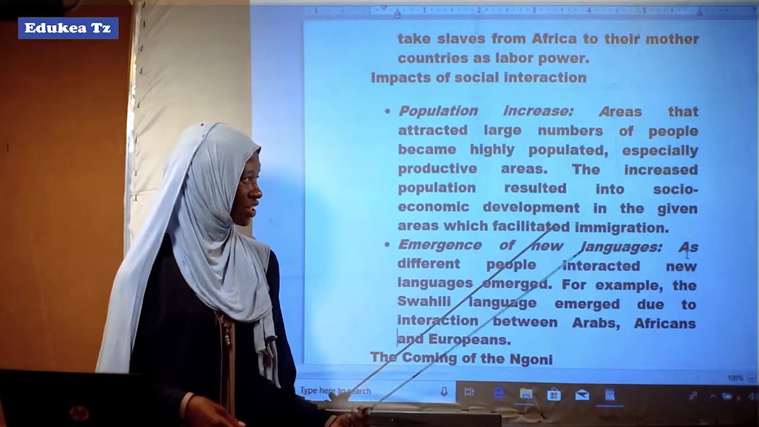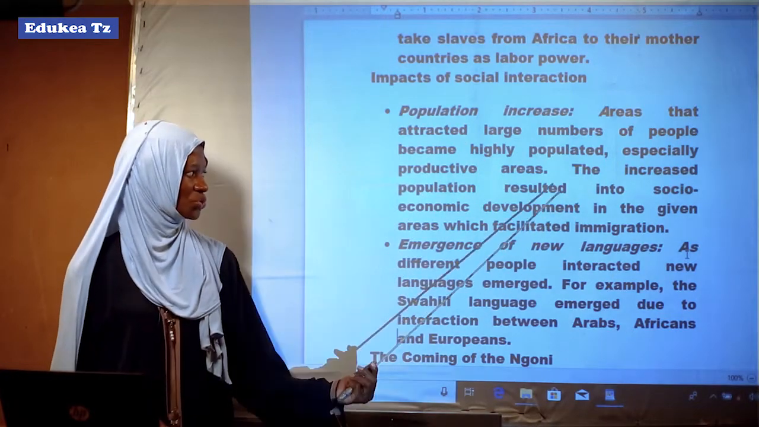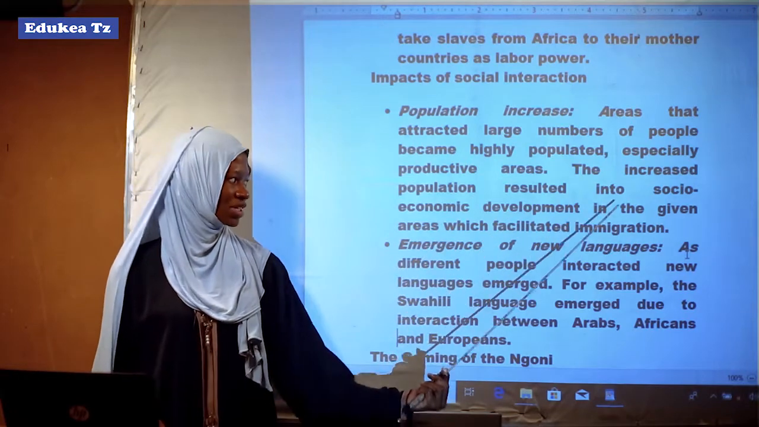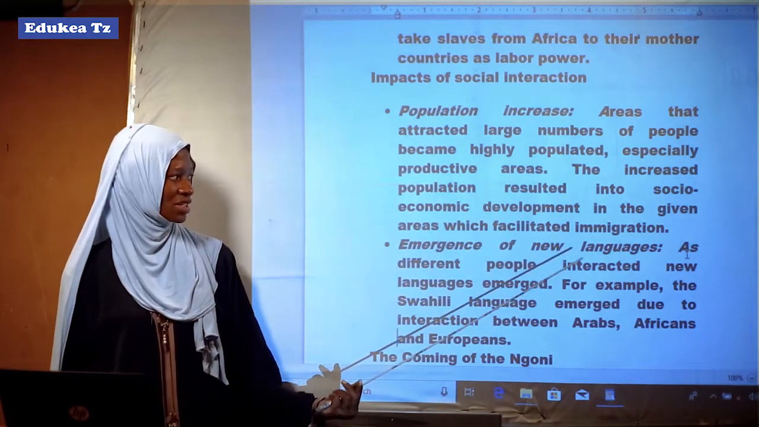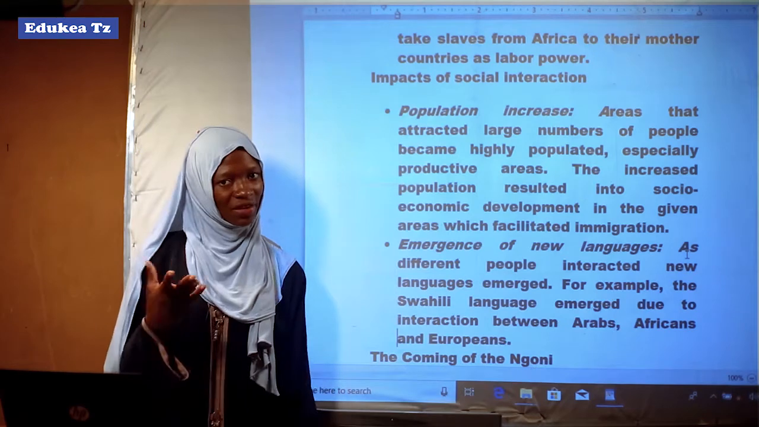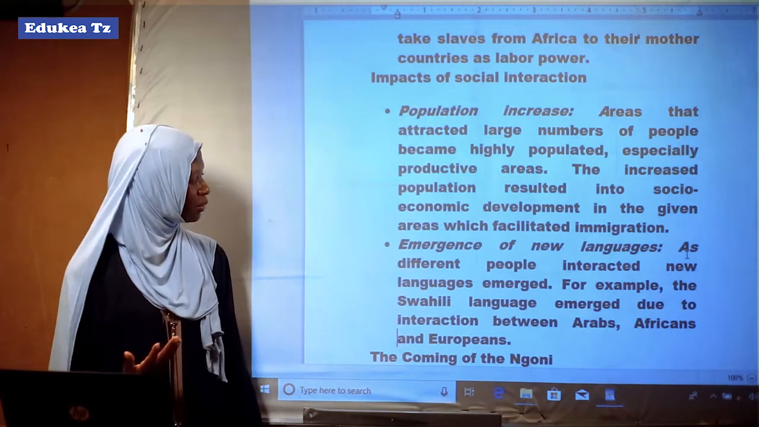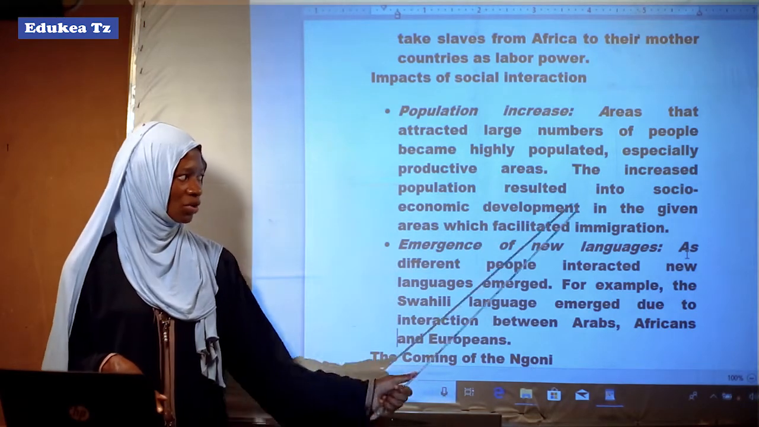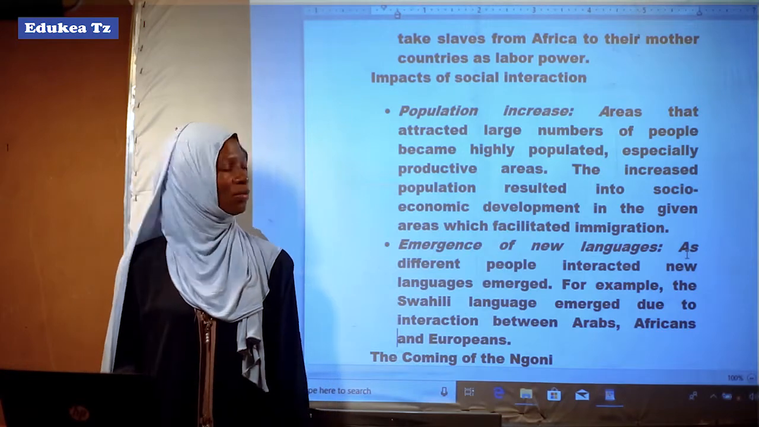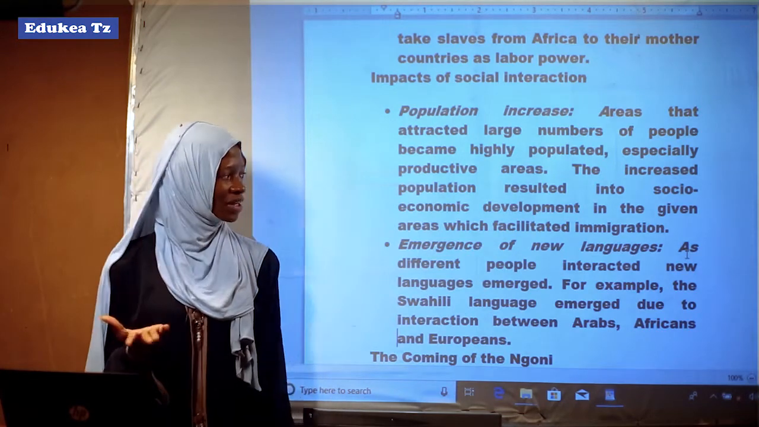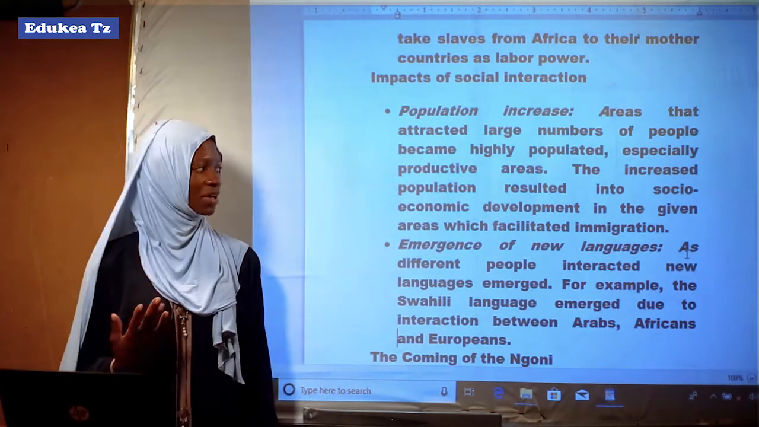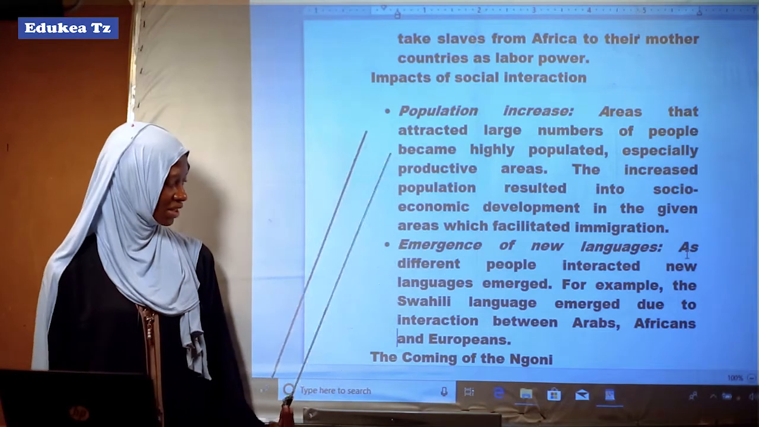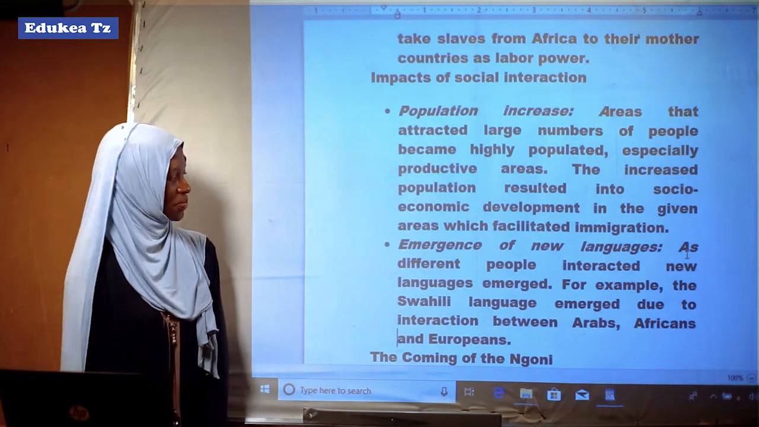The increased population resulted in socio-economic development in given areas, which facilitated immigration. So if there is a high population, the social and economic development will be easier due to the availability of manpower, something like that. So let's jump to the next point.